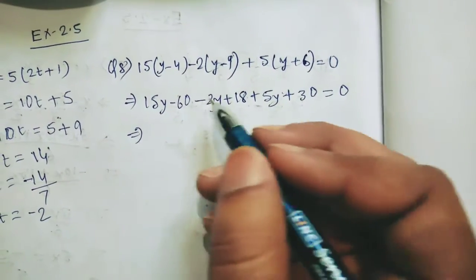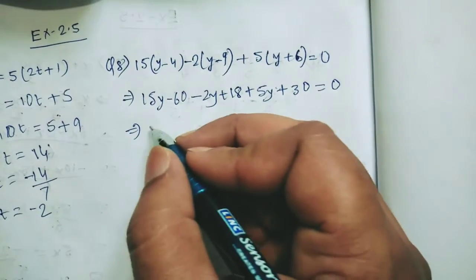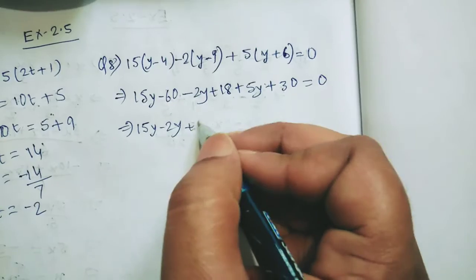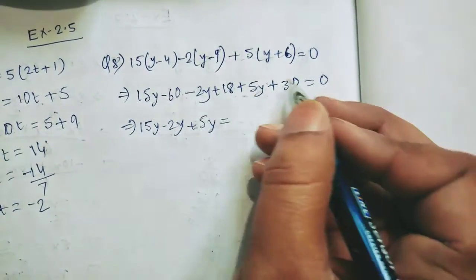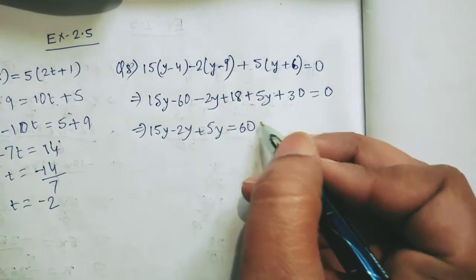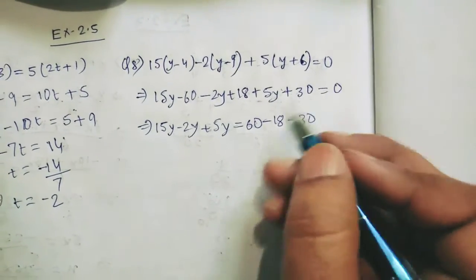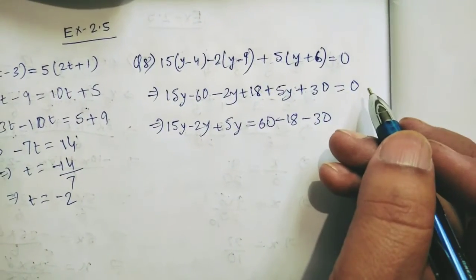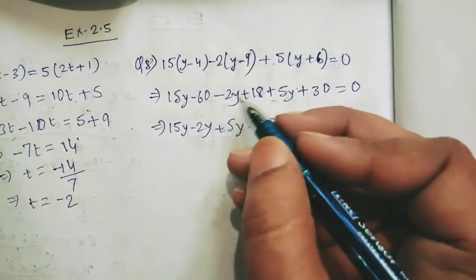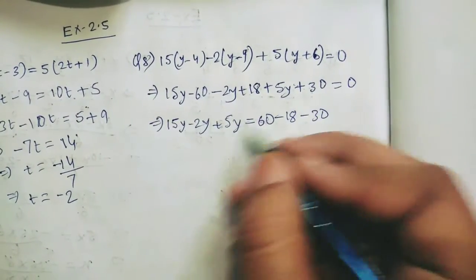Now see what things we will shift to this side and that side. 15y minus 2y will stay on this side only, 15y minus 2y, then plus 5y equal to, now shift all the numbers to that side: minus 60 will become plus 60, then plus 18 will become minus 18 here, and plus 30 will become minus 30, okay. So we have shifted these numbers to the right hand side. 0 was there, so we do nothing with the 0. This is the LHS part, this is the RHS part. So all the y terms are here and all the number terms are on this side.